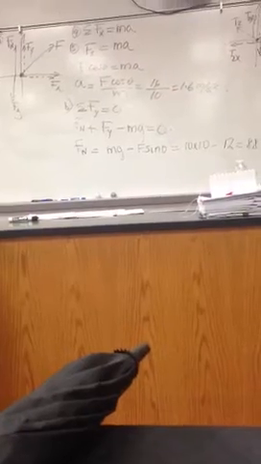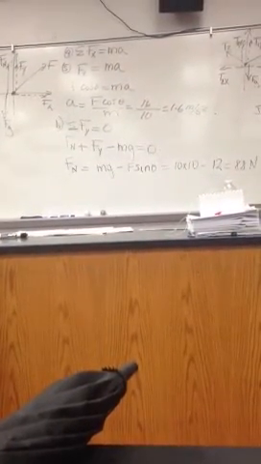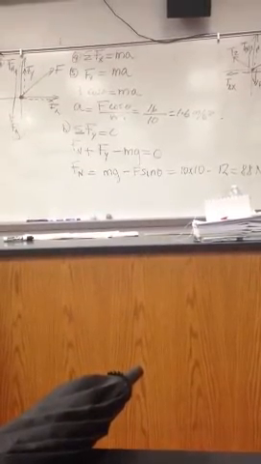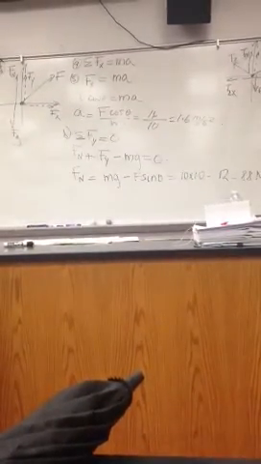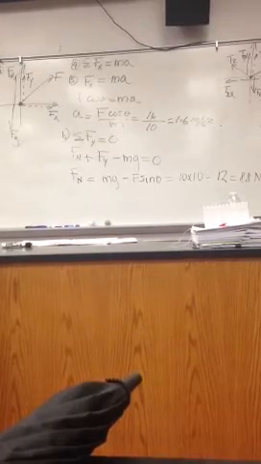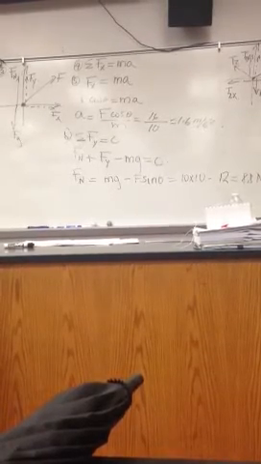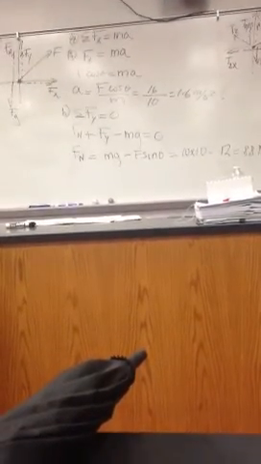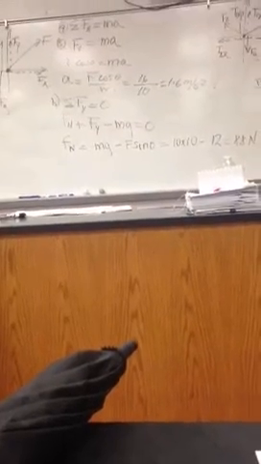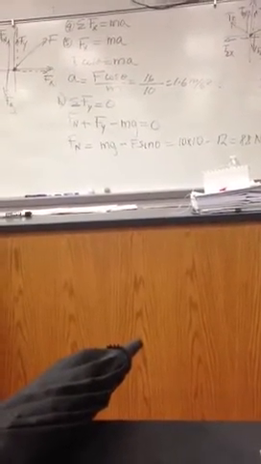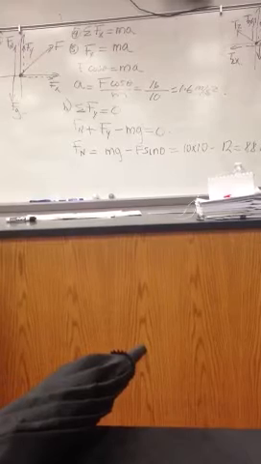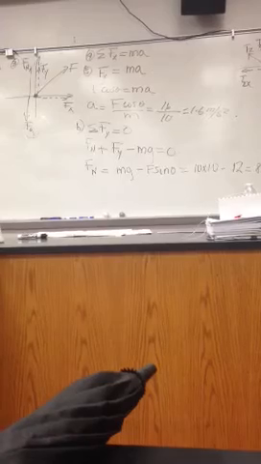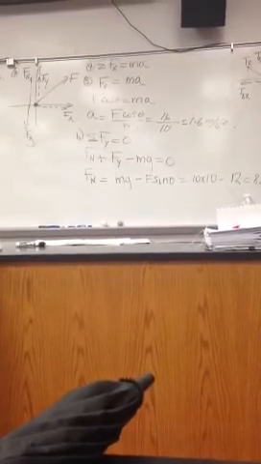How much is the mg for that box? Imagine that this is the box. How much is mg? 100. How much is the normal force? 88. Why is it 88? Because when you are pulling like this, you are lifting a little bit. You are lifting a little bit, and you are releasing the force. So the force has to be less.